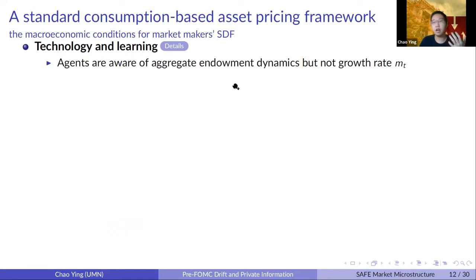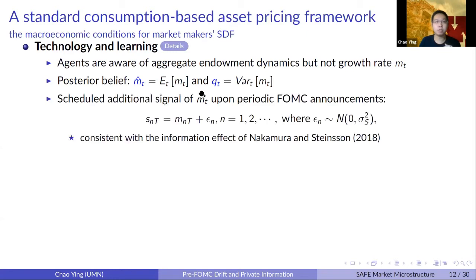The agents in this economy cannot observe the growth rate MT, but they can update their belief of MT through observing aggregate endowment dynamics. Their posterior belief is summarized by the first two moments, where MT hat is the posterior mean and QT is the posterior variance. Upon the pre-scheduled FOMC announcements, there is an additional signal SNT that will reveal more information of the underlying growth rate. This is consistent with the information channel of the announcements in the literature.